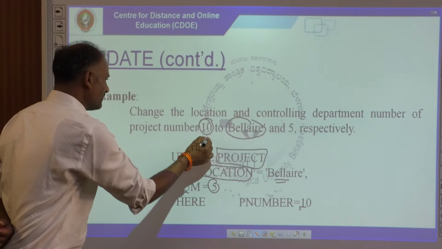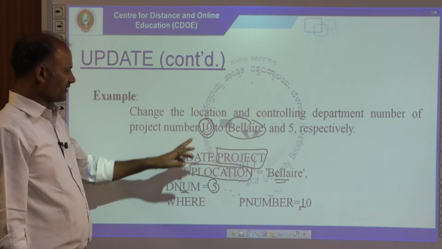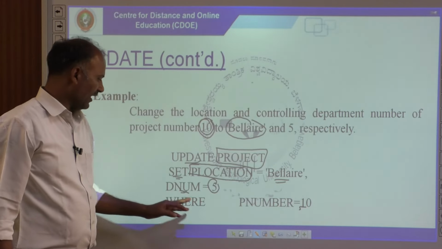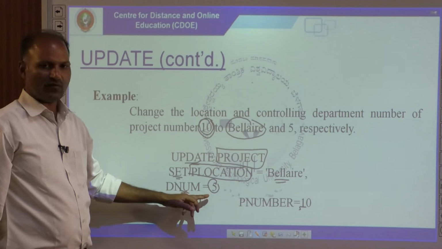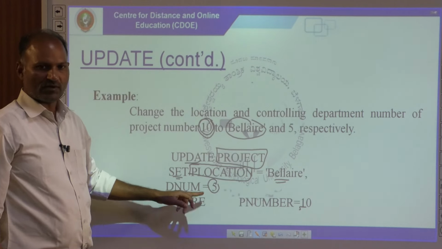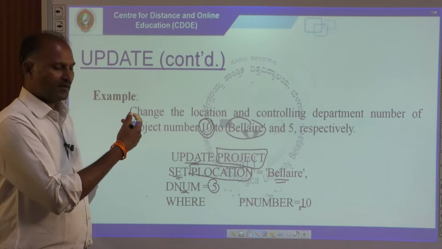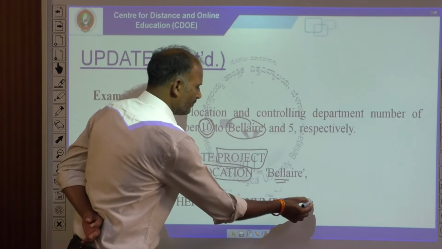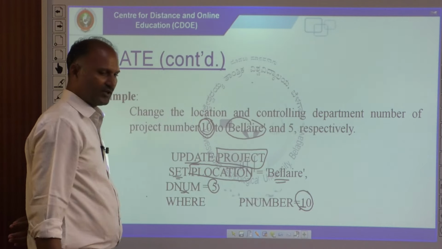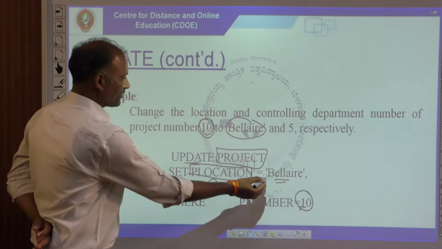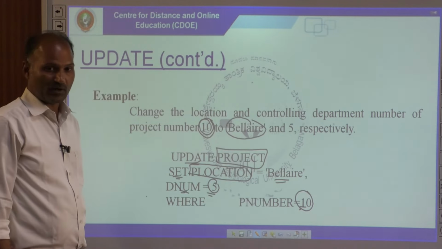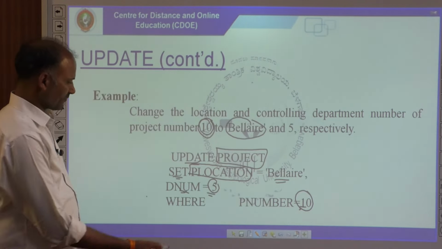For this project number, P location will be changed to Bel Air and the department number will be changed to 5. So, the existing data will be modified with the latest data wherever project number 10 is there. Project location will be updated to Bel Air and the department number will be updated to 5.